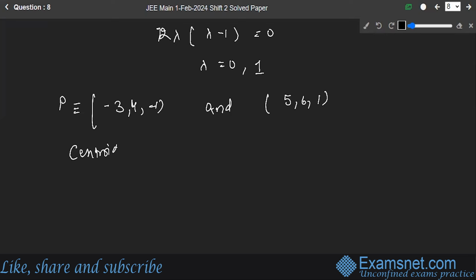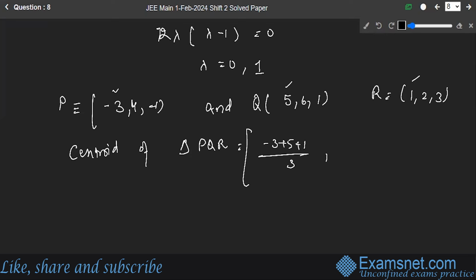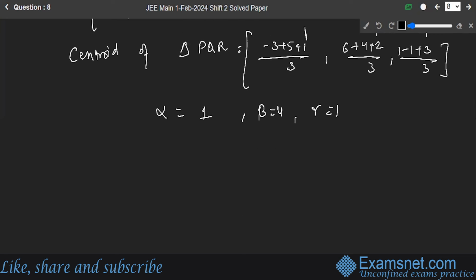Therefore, the centroid of triangle PQR: this was your point P, this was your point Q, and R was given by 1, 2, and 3. The centroid of the triangle is (x1 plus x2 plus x3) divided by 3, so minus 3 plus 5 plus 1 upon 3, and this will be 6 plus 4 plus 2 upon 3, and minus 1 plus 1 plus 3 upon 3. This gives alpha as 1, beta comes out to be 4, and gamma is 1 again. So alpha, beta, and gamma: you have to find this, which will be 1 square plus 4 square plus 1 square, that is 18. So this is the answer to the question.